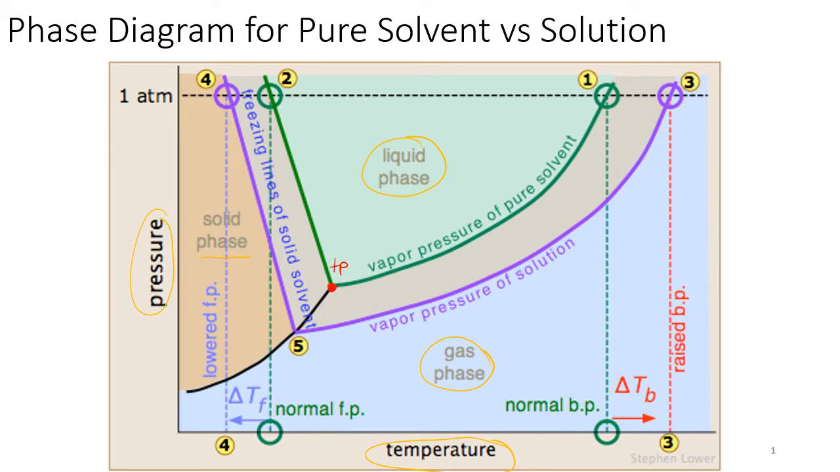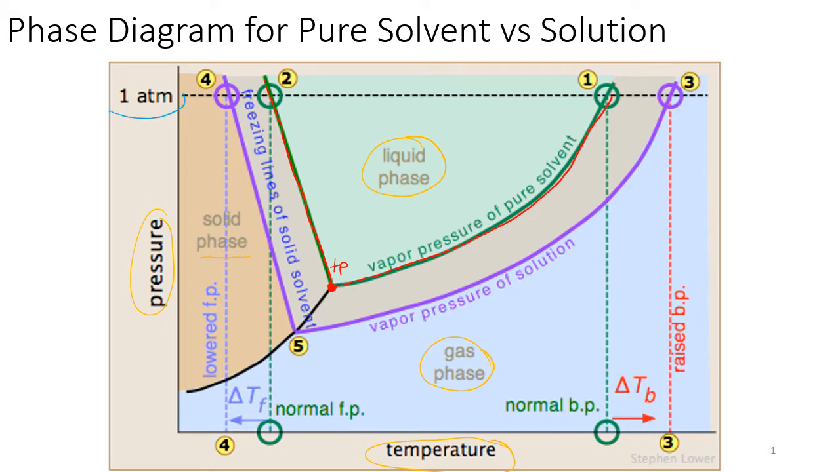The green lines represent the pressure temperature combinations for that of a pure solvent. So anywhere along that line would be an equilibrium between the liquid phase and the gaseous phase. Whereas anywhere along this green line would represent temperature and pressure combinations where the substance would be in equilibrium between the solid and the liquid phase.